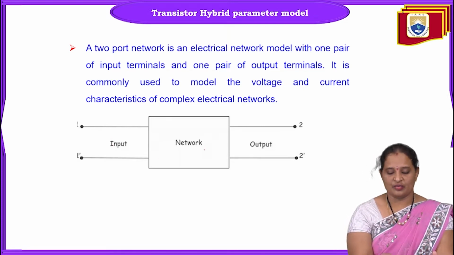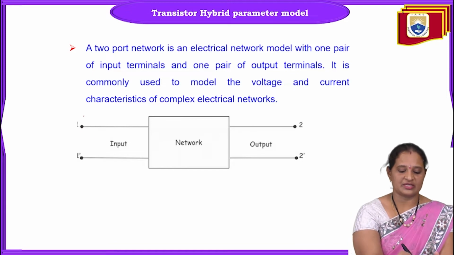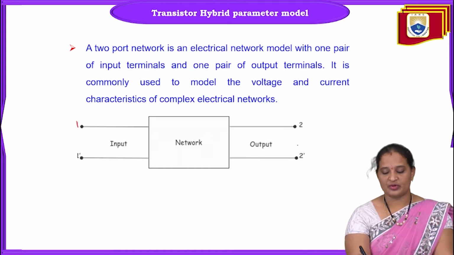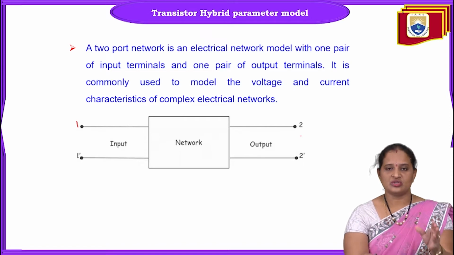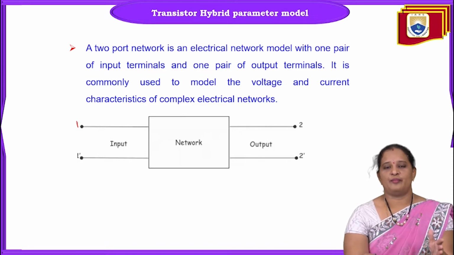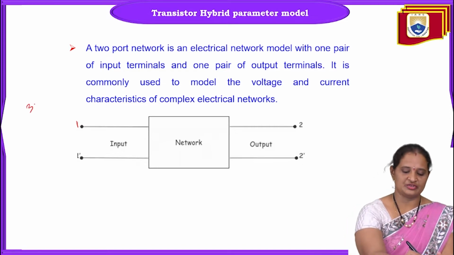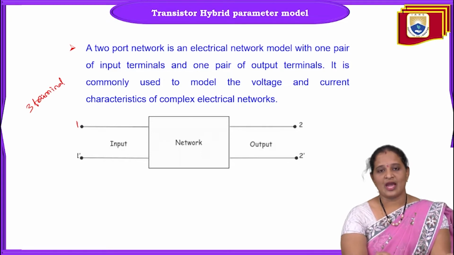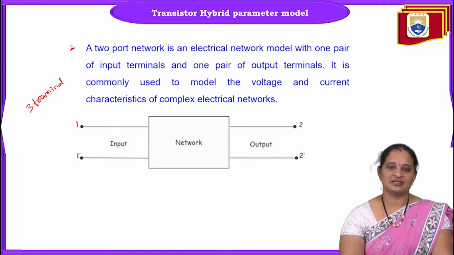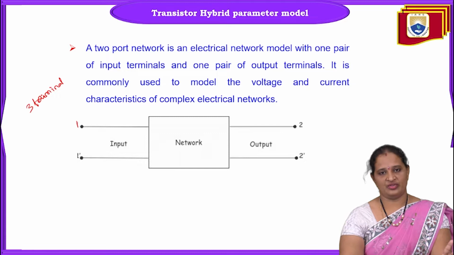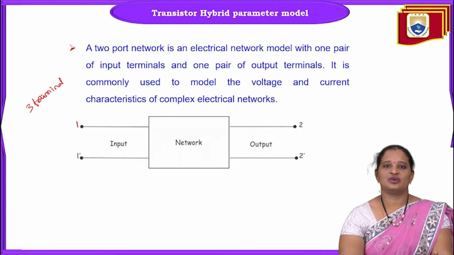Here we have the input port and the output port, where the input port is represented with 1 and 1 dash, and the output port is represented with 2 and 2 dash. Our aim is to approximate a transistor as a 2-port network. Why? Because we have 3 terminals in a transistor, and one terminal is considered as common, another as the input terminal, and the other as the output terminal. Based on this, we have 3 configurations. That is why a transistor can be considered as a 2-port network.